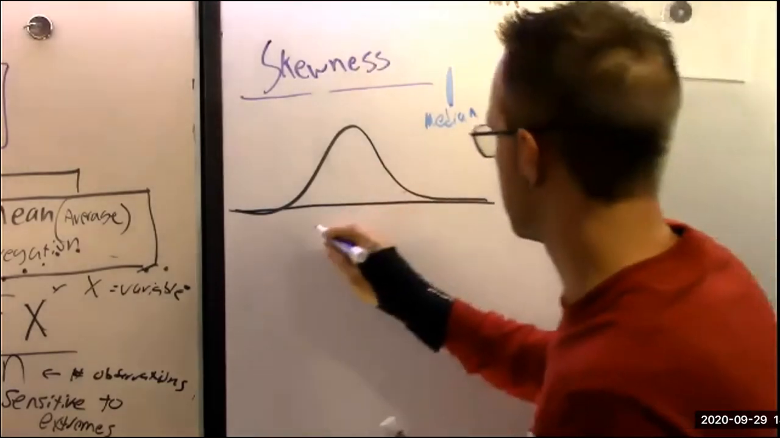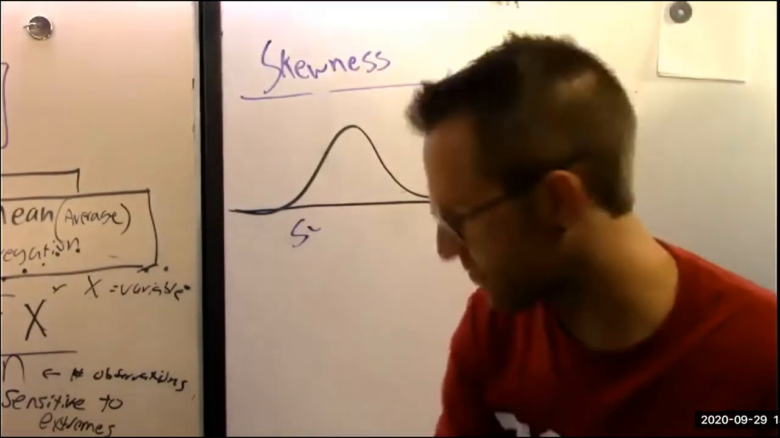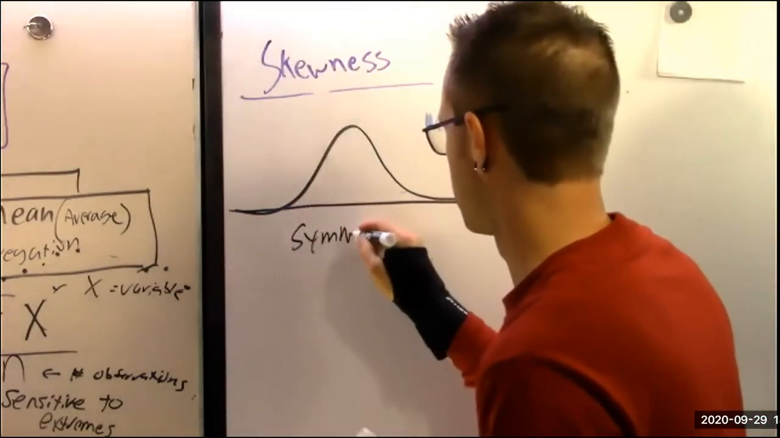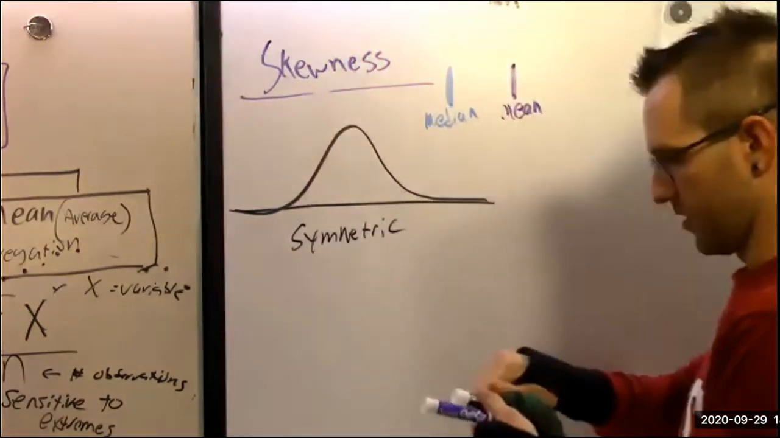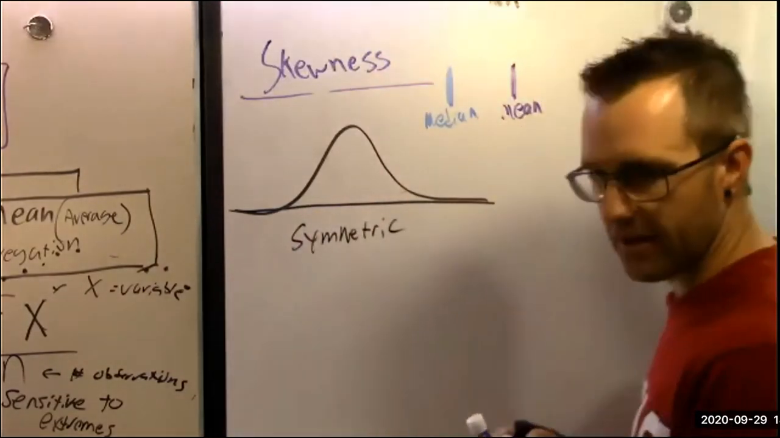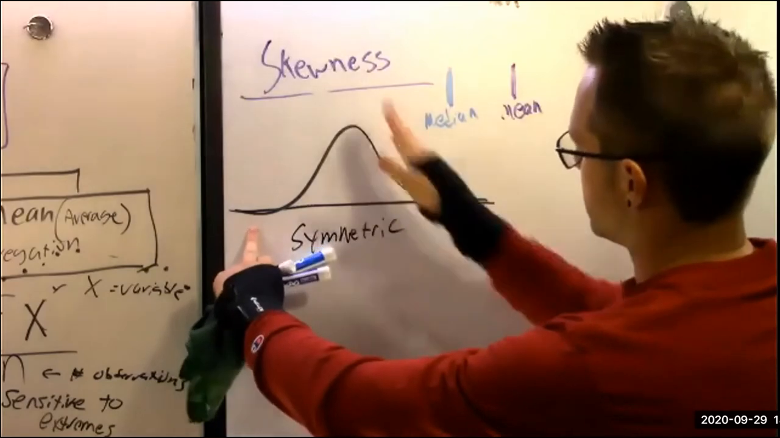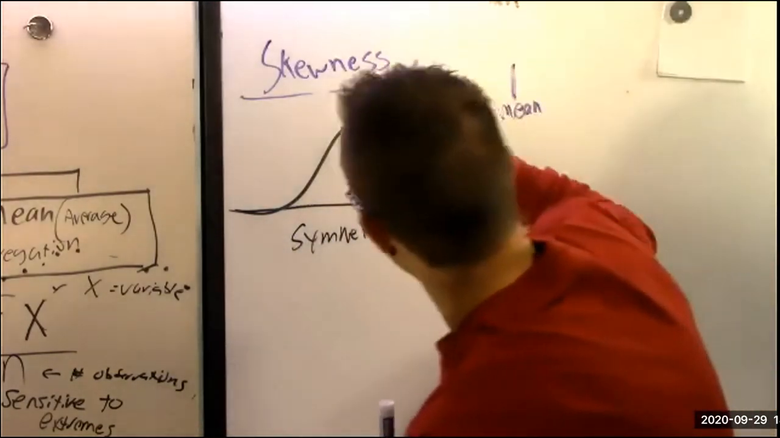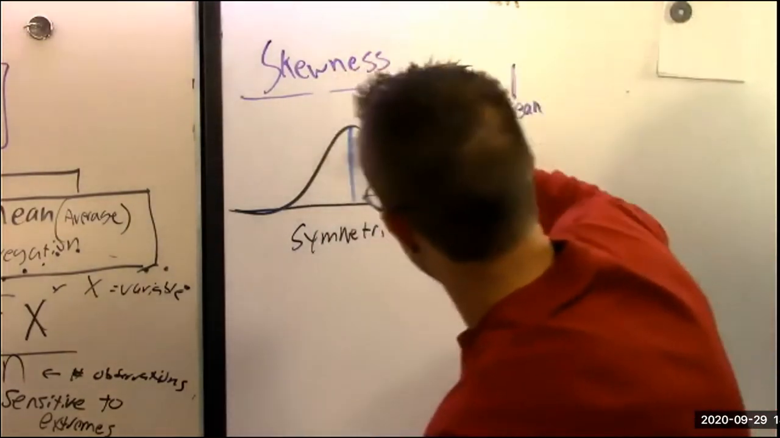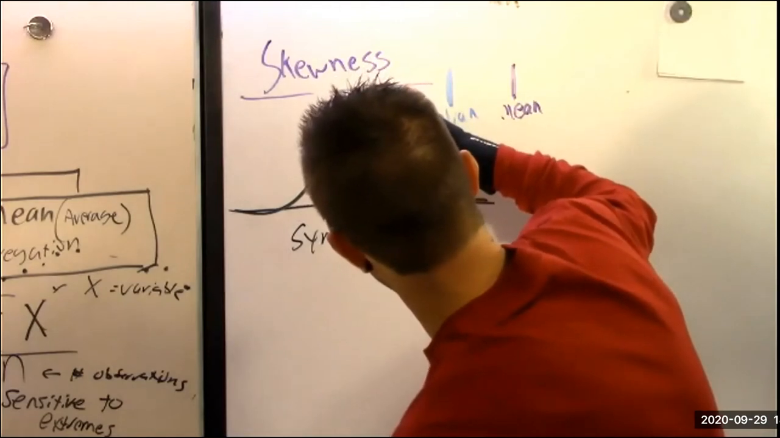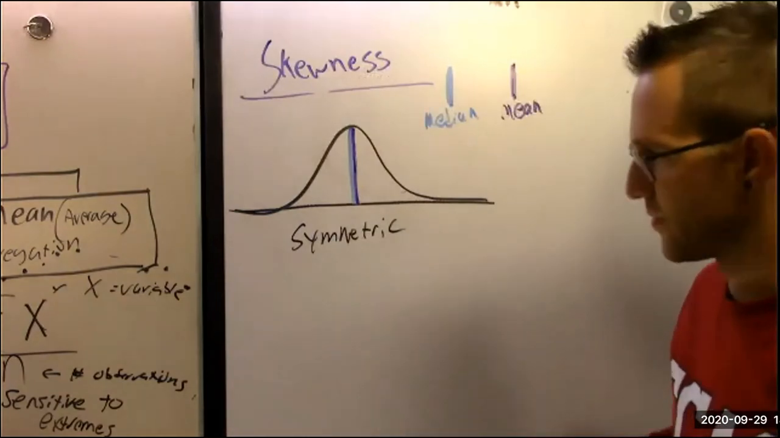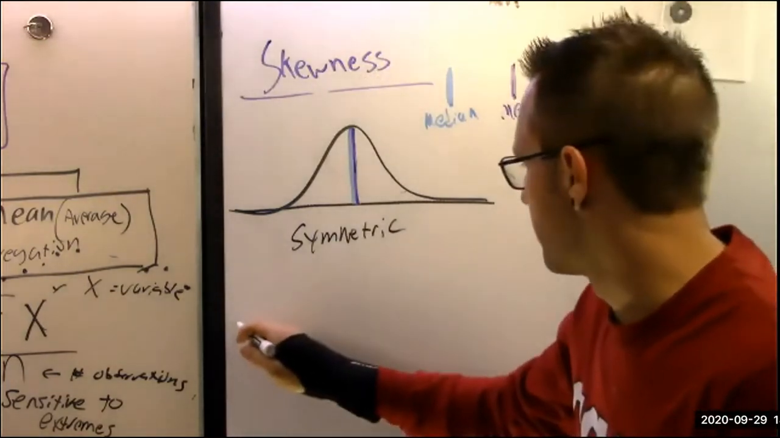So in a symmetric distribution, whatever extremity of values we have mirror each other across the center of our distribution. So the mean and the median share the same value in the middle. So I'm going to put them side by side to show us that they're both there. And now we can see what we mean by sensitive to our outliers.